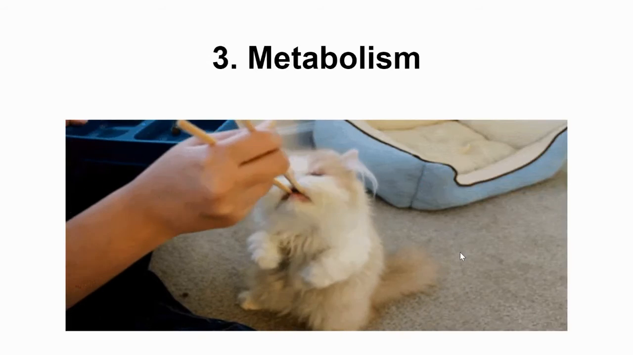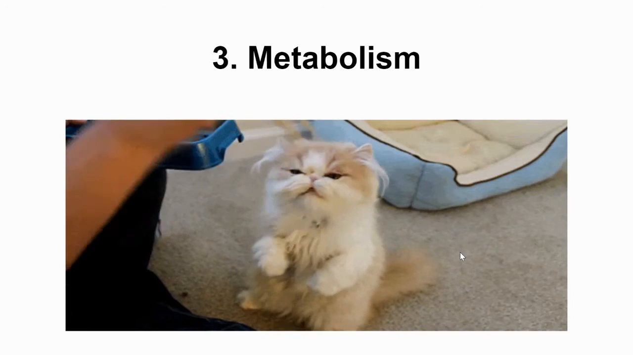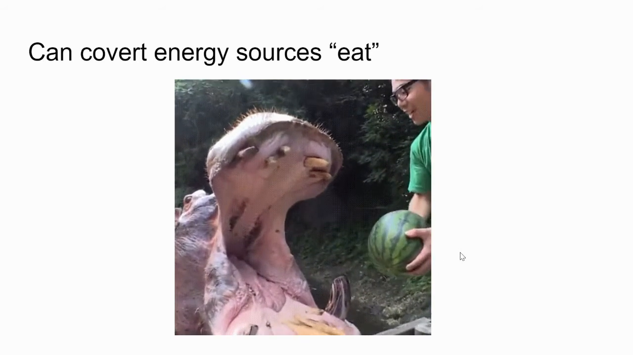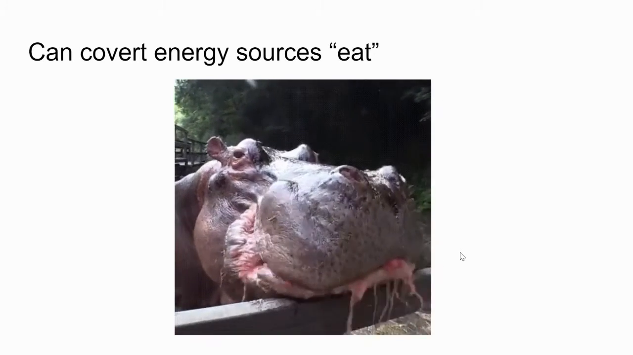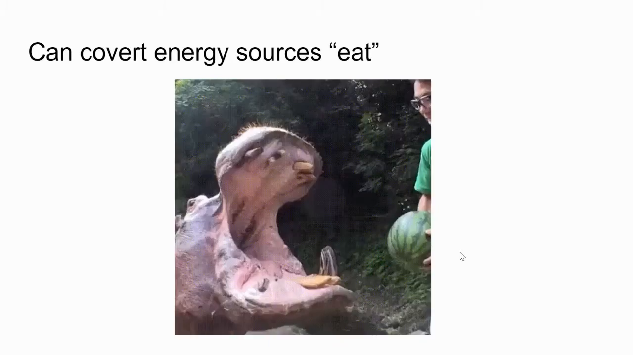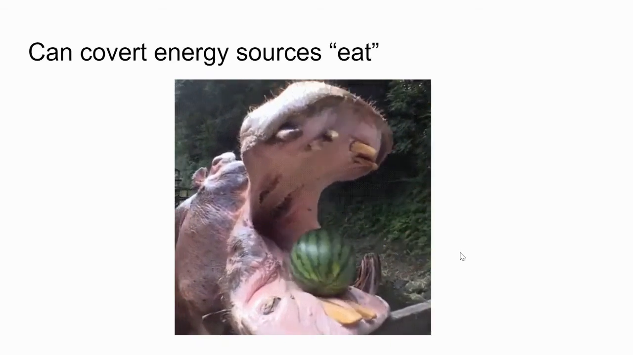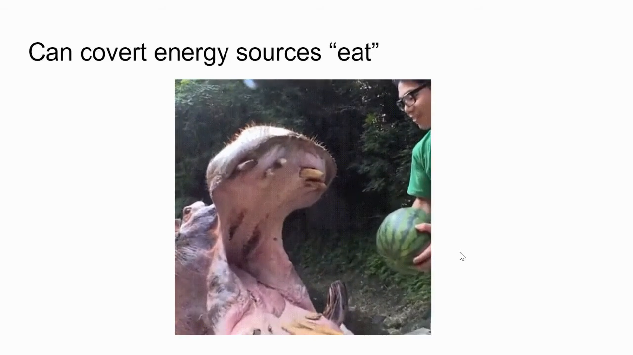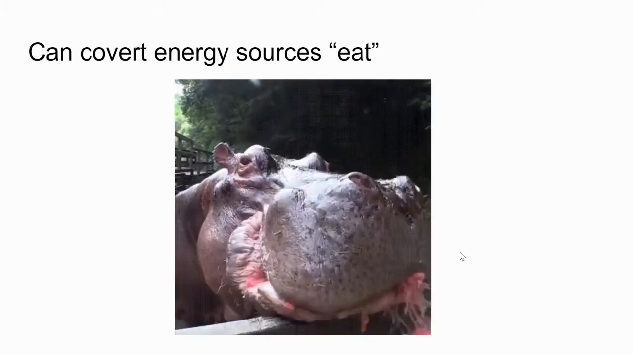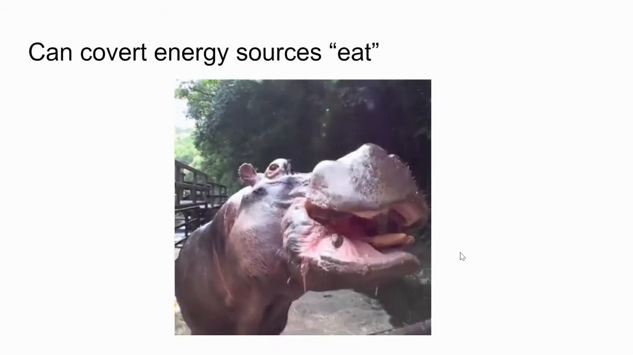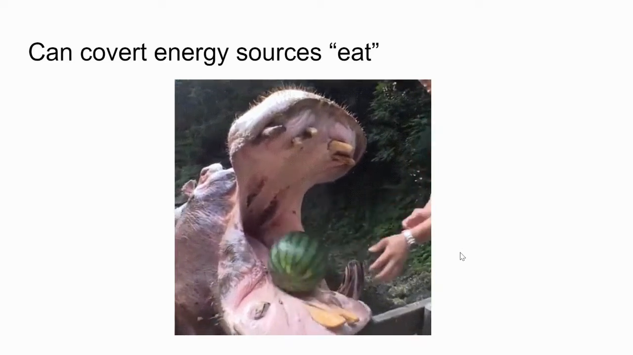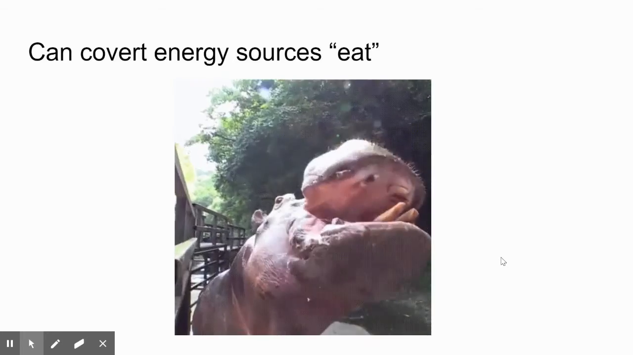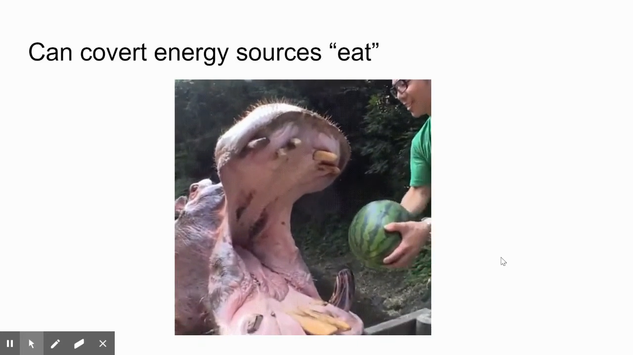The third characteristic of life is metabolism. So what do we mean by metabolism? What we mean by metabolism is that they can convert energy sources, or in parentheses, they kind of eat. I put eat in parentheses because every living thing technically does convert energy sources, like that hippopotamus right there and us. We eat our food to convert it, but other living things don't technically eat like we do, like a plant, for instance. A plant doesn't have a mouth to eat like us and a hippo, so it's got to convert its food another way, which we'll actually learn later on in the year.